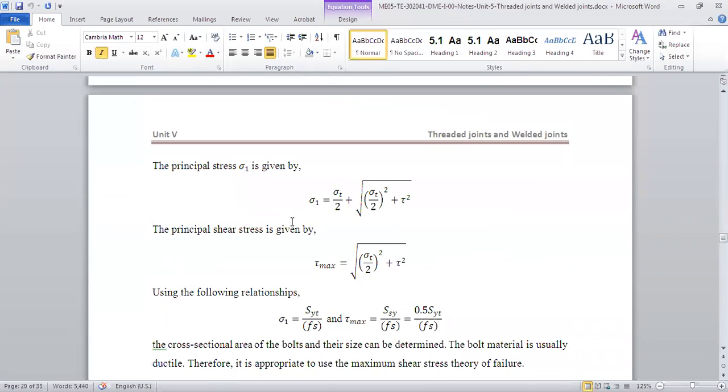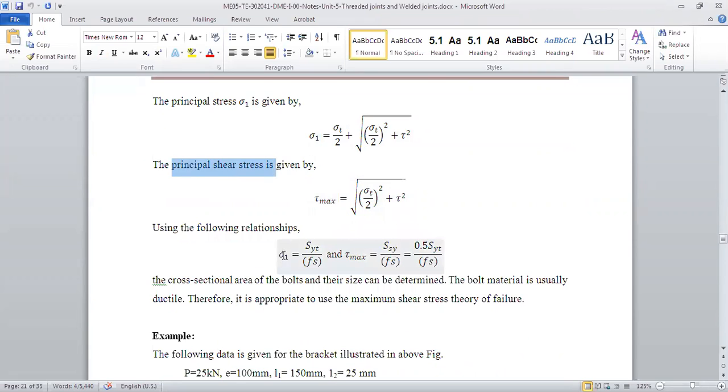To find the maximum stress, it will be sigma t by 2 plus root of (sigma t by 2) square plus tau square. This is the principal stress theory. And if we consider the maximum shear stress theory, it is root of (sigma t by 2) square plus tau square. So we can use any one of these. The sigma 1 allowable will be SYT upon factor of safety, and tau will be 0.5 SYT upon factor of safety.